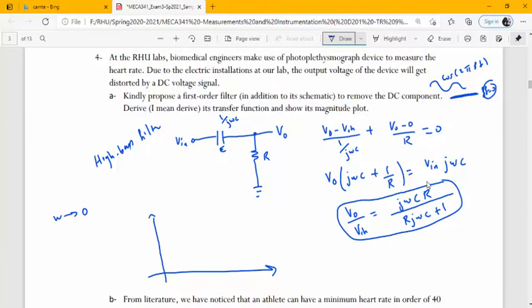So V out over Vin, as omega tends to 0, tends to 0 as well, as the impedance of the capacitance will become infinity, and therefore this could be modeled as an open circuit. So the V out would be equal to the ground.